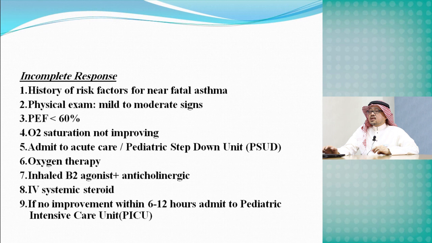If the response was incomplete, we'll check the history for risk factors for near-fatal asthma. If clinically he still has mild to moderate signs, the peak expiratory flow is less than 60%, and the oxygen saturation is not improving, we should consider admission to the acute care and pediatric step-down units with oxygen therapy and inhaled beta agonist plus anticholinergic medications, and initiate IV systemic steroids. If there is no improvement within 6 to 12 hours, the patient should be admitted to the pediatric intensive care unit.